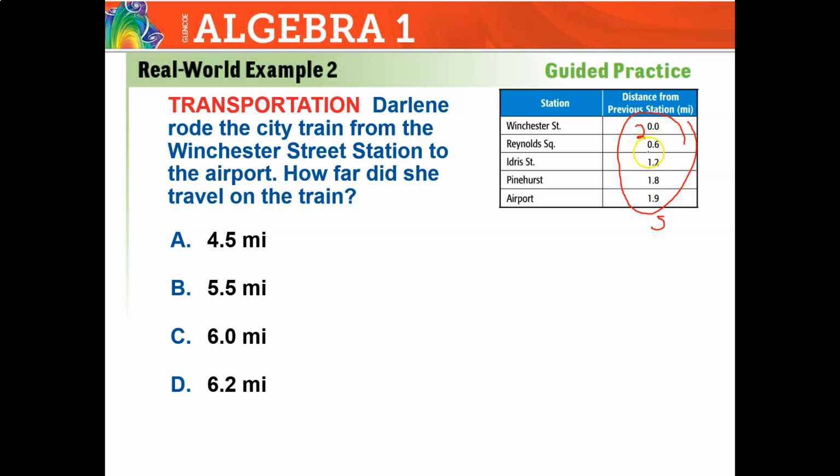2 plus 0 is 2. 2 plus 0 is 2. 2 plus 1 is 3. 3 plus 1 is 4. 4 plus 1 is 5. Bring down your decimal. I get 5.5 miles. And that is the correct answer.